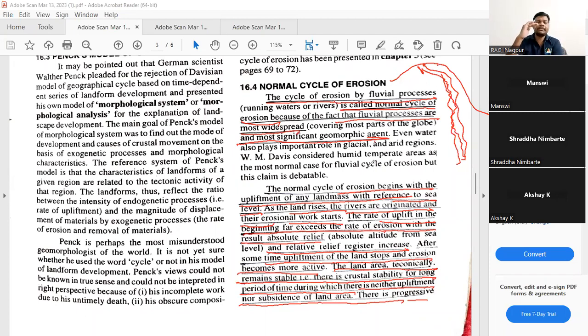One time comes when the upliftment stops, that there is no further upliftment of the area, and then erosion starts. Then erosion becomes the dominant process. Erosion has been going on right from the inception, but it was not the dominant process. Now it is the dominant process on the uplifted surface.